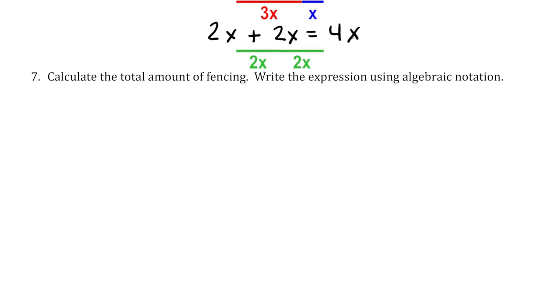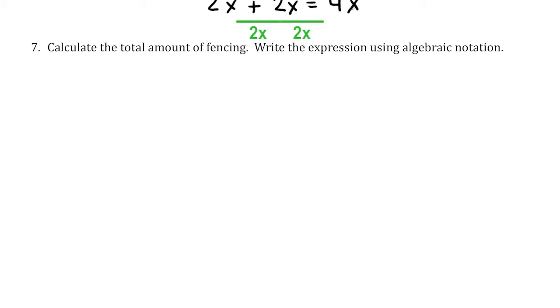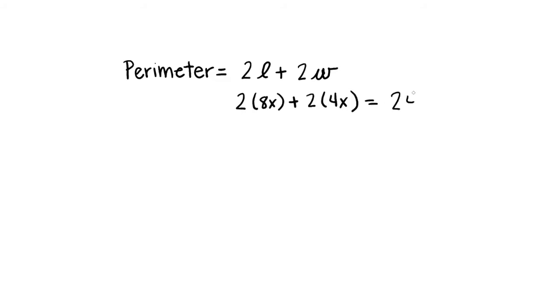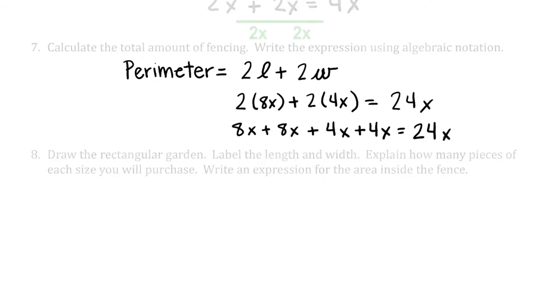Part 7 asks to calculate the total amount of fencing. Write the expression using algebraic notation. To find the perimeter of a rectangle takes 2 times the length plus 2 times the width. If the length is 8X and the width is 4X, the algebraic expression will be 2 times 8X plus 2 times 4X for a total of 24X. Another way to calculate the perimeter would be to add up all of the sides. 8X plus 8X plus 4X plus 4X equals 24X. As in the other expressions, there are a variety of equivalent expressions to find the perimeter.